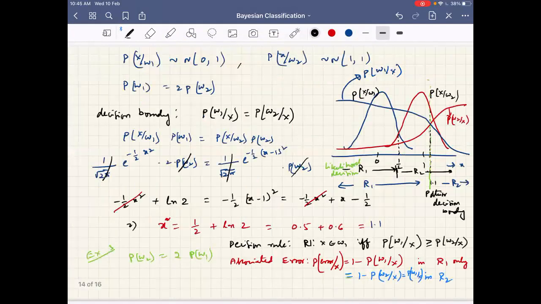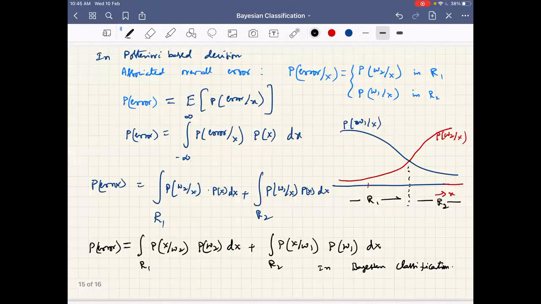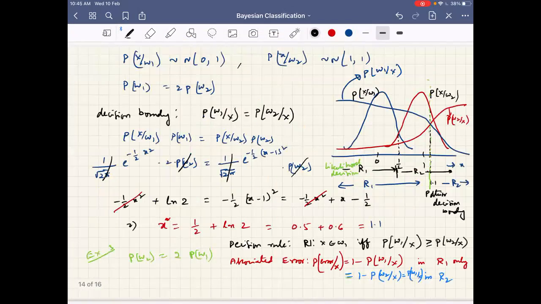Could you explain once more why the probability of error changes with x, like probability of error given x? Right. How did we write the probability of error? The decision rule says you put into the omega 1 category if P of omega 1 given x is greater than P of omega 2 given x. And this P of omega 1 given x, is it constant for all x or will it be varying?